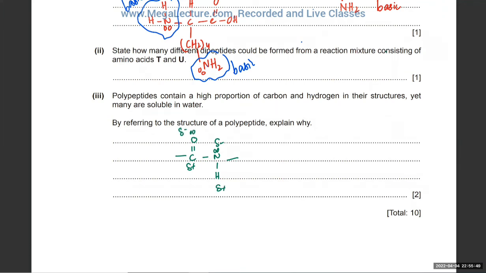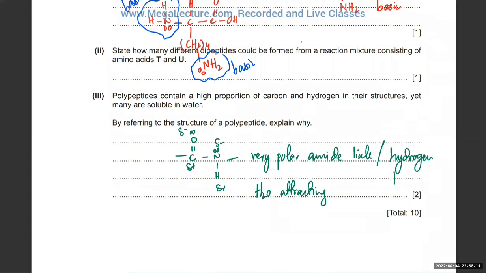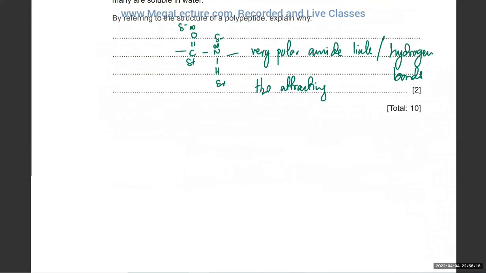So they're inherently water attracting and they can form hydrogen bonds. You can talk about it being very polar. So it's a very polar amide link, and you can say that it attracts water. It's capable of forming hydrogen bonds. So it's highly water attracting.